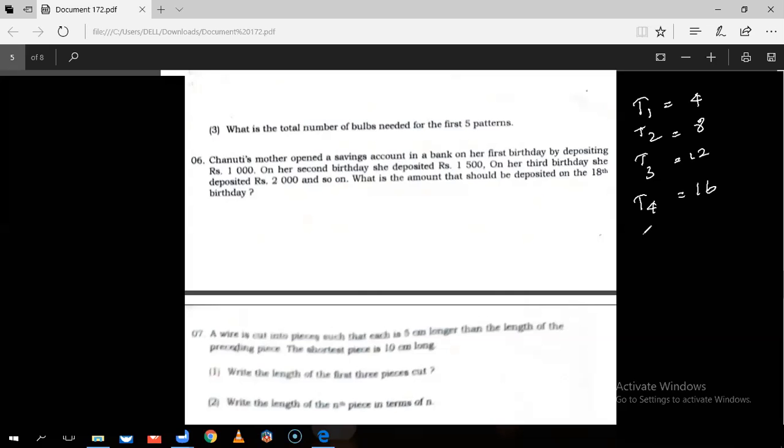16. We found T5 also: 20. It increases by 4 each time, right? To find the total bulbs, we add these: 4 and 8, 12; 12 and 12, 24; 24 and 16, 40; 40 and 20, 60. We can write here how many bulbs? 60. Do you understand that, son? Write down 4 plus 8 plus 12 plus 16 plus 20. That is how many bulbs are there? We need 60 bulbs.